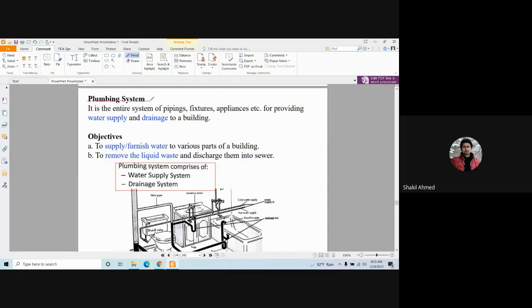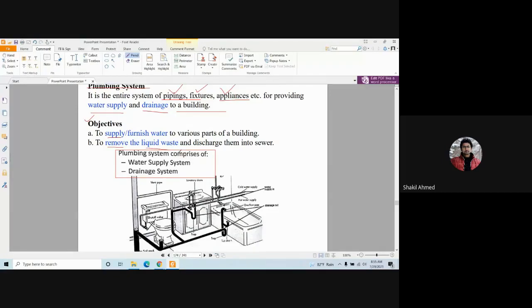So plumbing system refers to the entire system of piping, fixtures, appliances, etc. for providing water supply and drainage. That means wastewater transfer from a building. Okay. So piping, fixtures, appliances, etc. What is the objective? To supply fresh water and to remove the liquid waste. So the plumbing system comprises the water supply system and the drainage system.